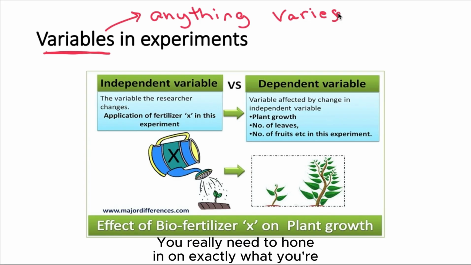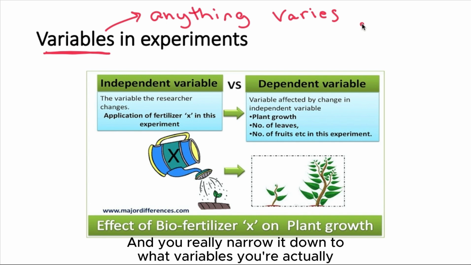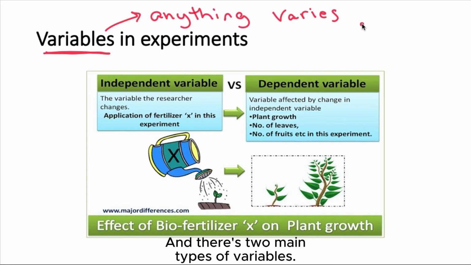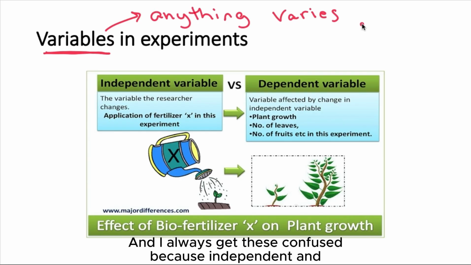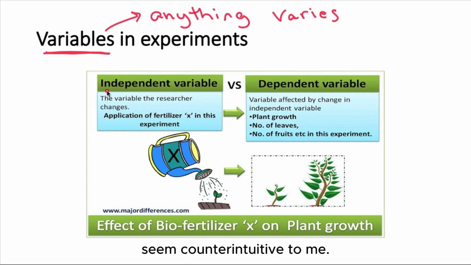You really need to hone in on exactly what you're trying to know. What question are you trying to answer? What hypothesis have you offered? And you really narrow it down to what variables you're actually going to collect data on. And there's two main types of variables, and I always get these confused, independent and dependent. Well, you'll see. They seem counterintuitive to me.